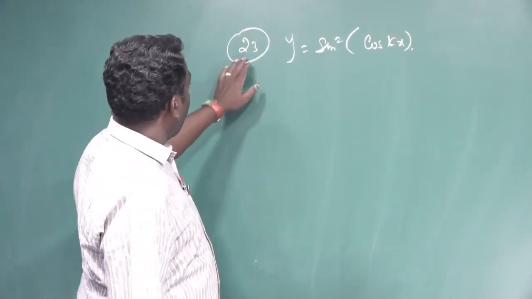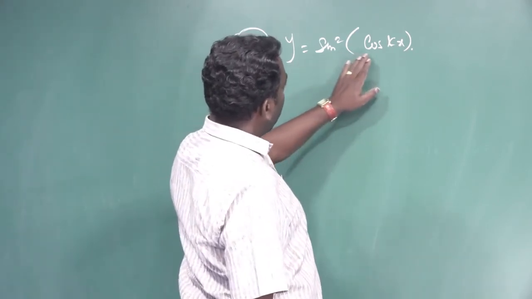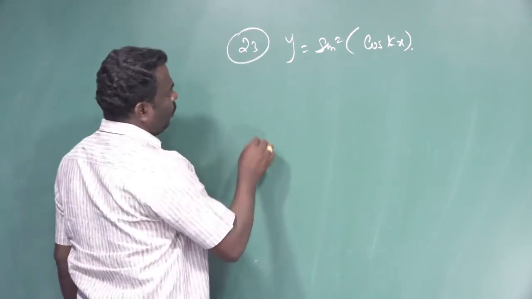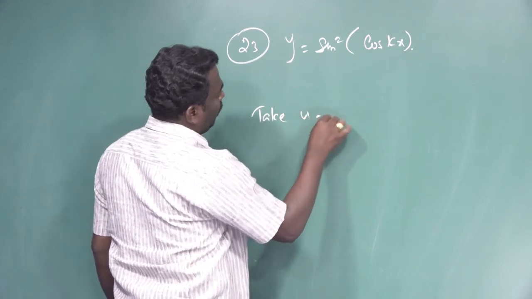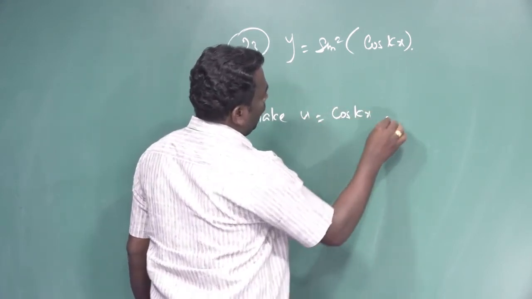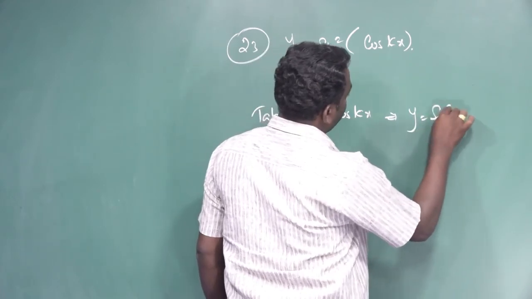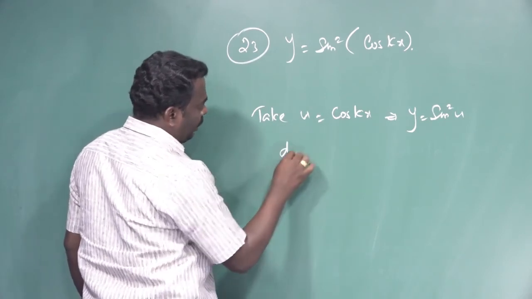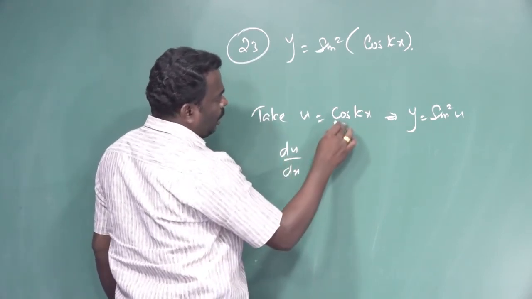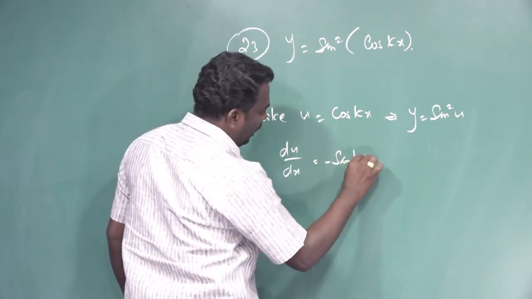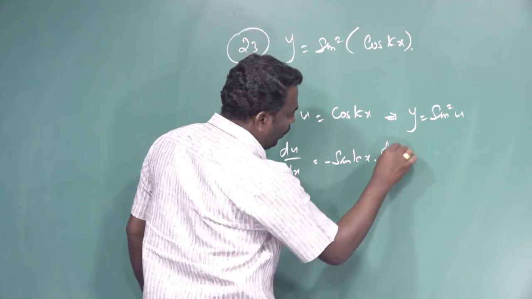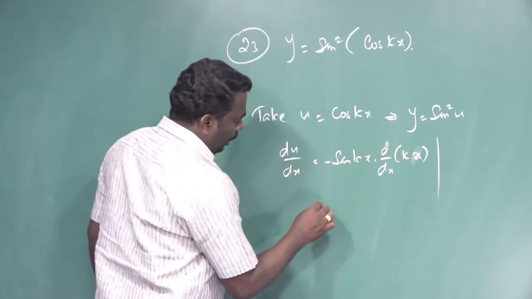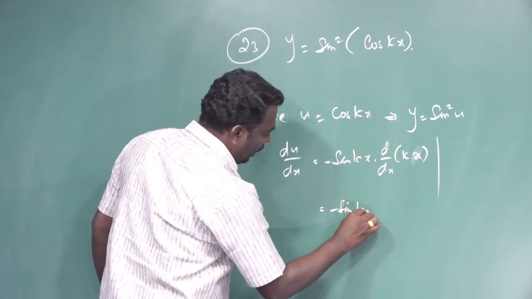Come to the next one, question number 23: y equals sin square of cos kx. Again the same process is continued. Within the bracket term, take u equal to cos kx, which implies y equals sin square u, the total term considered as u. And differentiate with respect to x: du by dx equals, cos becomes minus sin kx. Again differentiate with respect to kx. Now that is equal to minus sin kx as it is.